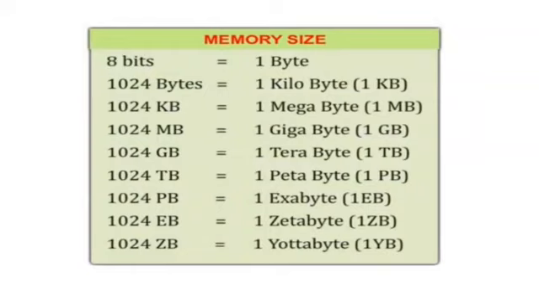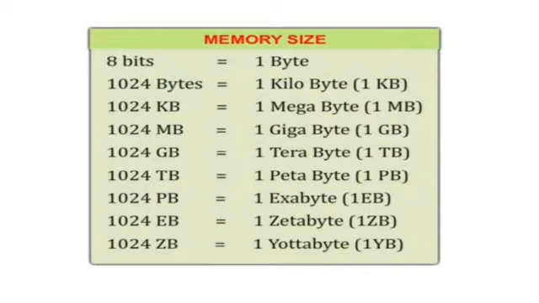Let's see the chart. 8 bits, which means a combination of zeros and ones, is equal to 1 byte. Then 1024 bytes is equal to 1 kilobyte, 1 KB. 1024 kilobytes is equal to 1 megabyte, 1 MB. 1024 megabytes is equal to 1 gigabyte, 1 GB. 1024 gigabytes is equal to 1 terabyte, 1 TB.